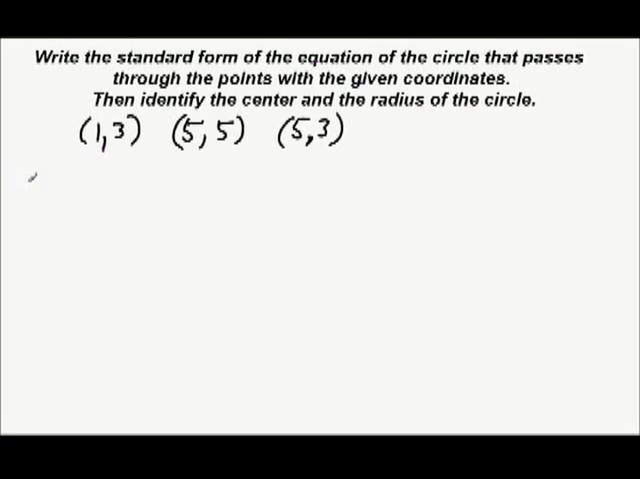So here we go. Write the standard form of the equation of the circle that passes through the points 1, 3, 5, 5, and 5, 3. Now, you know that any 2 points in a coordinate plane determine a line. It follows then that any 3 non-collinear points in the coordinate plane determine a circle. The equation of a circle passing through 3 such points can be found by substituting the coordinates of each point into the general form of the equation.